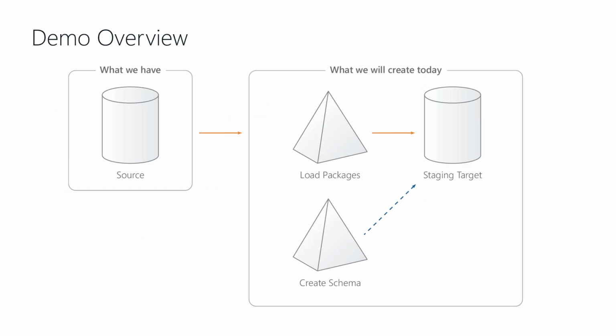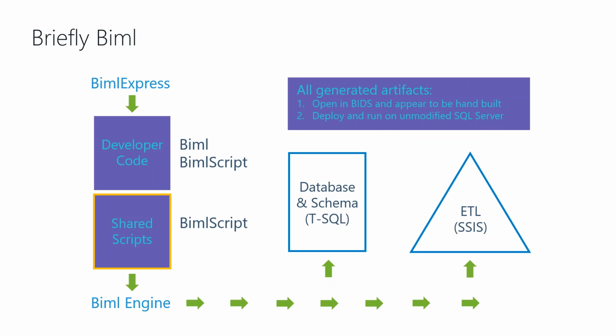Okay, so just as a visual overview of what I already discussed, we're going to start with our source system and what we're going to create: our schema for the staging target, then the load packages, and of course we're going to even run it so you can watch the data load and make sure that it all works. How are we going to do that? We're going to do it with Biml script.